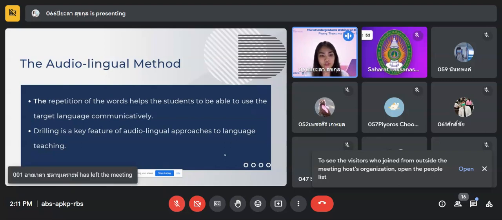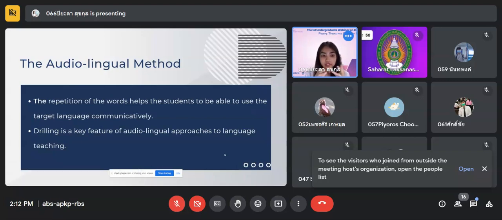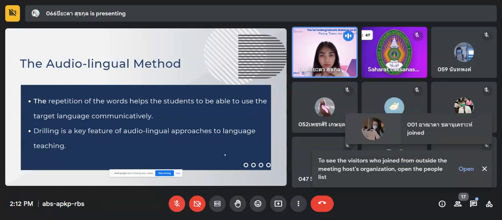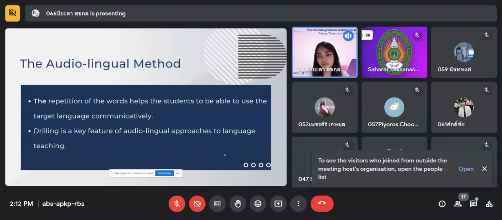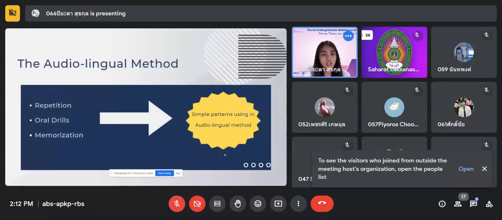And moreover, drills are a key feature and the most important thing in the audio-lingual method's approach to language teaching, because there are some typical drills associated with the audio-lingual method, and drills are useful to teach in this method. I will talk about this, okay? For the audio-lingual method, there are three main features that are important in this method.